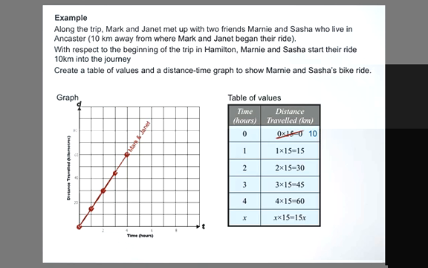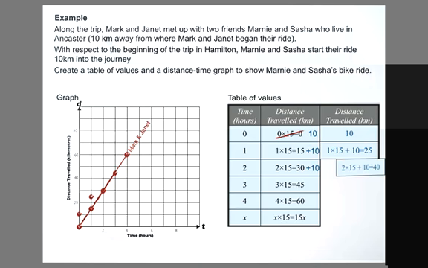Well, we already have a distance time graph set up and a table of values set up. Let's just add an extra column for Marty and Sasha. So for 0 hours, they're 10 kilometers away from Hamilton. And we'll plot that point. For 1 hour, they're 15 plus 10 kilometers away from Hamilton, or 25, because they're riding at the same speed. We'll plot that point. For 2 hours, they're 30 plus 10, or 40 kilometers away, and we'll plot that point.